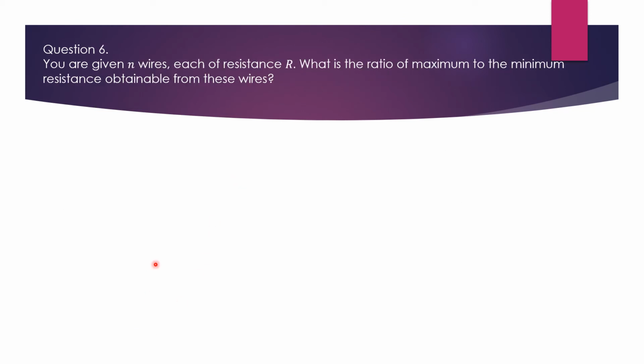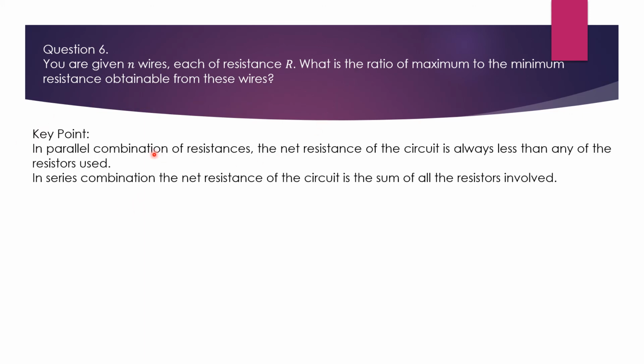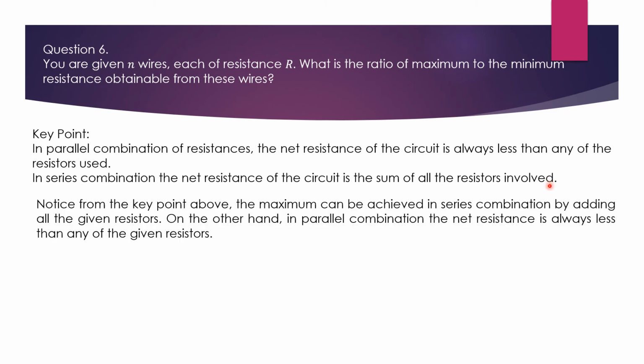Now, question number 6. You are given n wires, each of resistance R. What is the ratio of maximum to minimum resistance obtainable from these wires? Now, the key point here is, in parallel combination of resistances, the net resistance of the circuit is always less than any of the resistors used. And in series combination, the net resistance of the circuit is the sum of all the resistors involved.